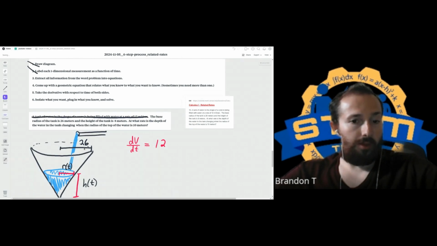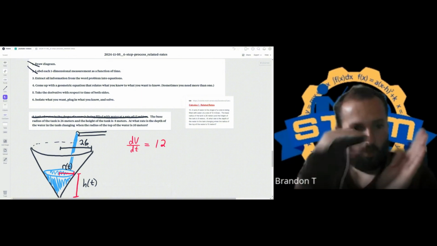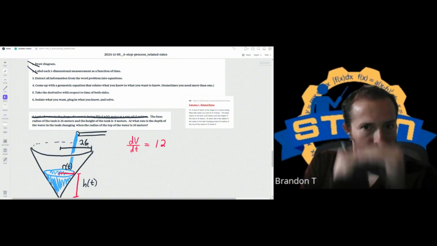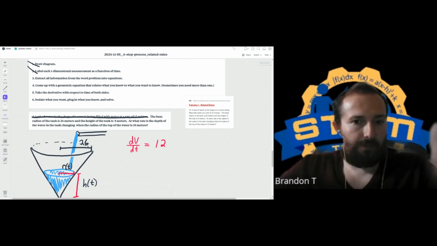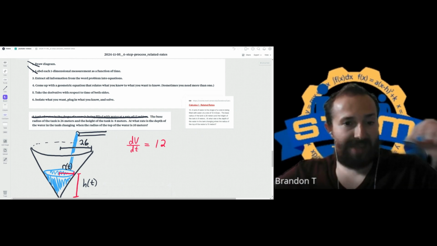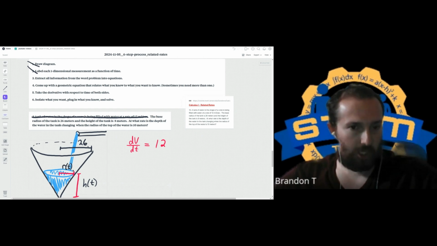The tank itself is a solid. It does not change. What changes is the water level. As the water level rises, that becomes a bigger and bigger cone as it's being filled up. But the tank itself does not change. So you should write this as a number, not a function of time. We only want to label functions of time if the measurement changes over time.